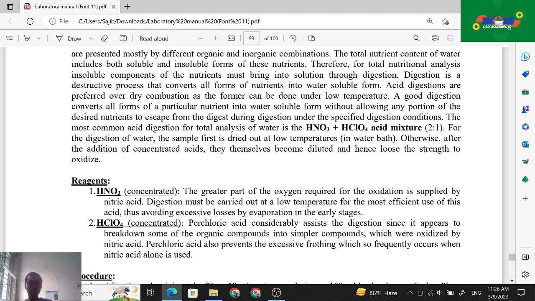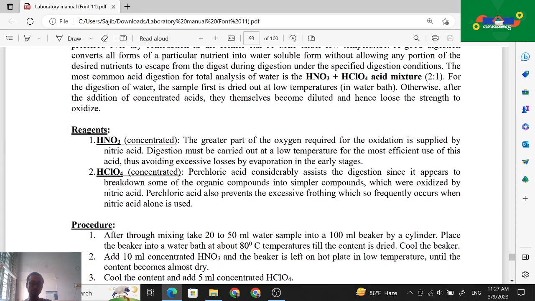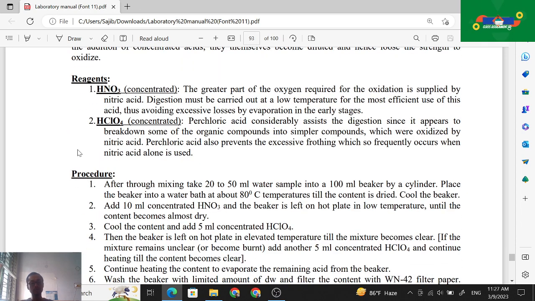A good digestion converts all the forms of particular nutrients into water soluble form without allowing any portion of the desired nutrients to escape from the digest under the specified digestion conditions. The most common acid digestion for total analysis of water is the HNO3 plus HClO4 acid mixture, 2:1. For the digestion of water, the sample is first dried out at low temperature in a water bath, otherwise after the addition of the concentrated acids, they become diluted and lose the strength to oxidize.